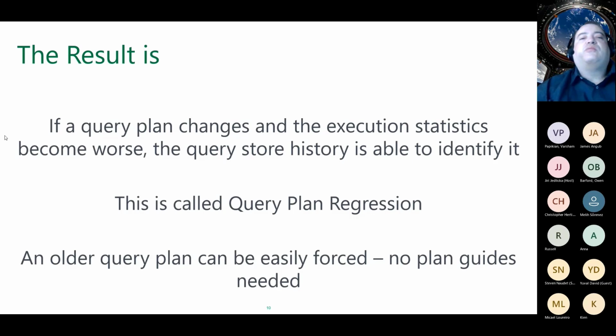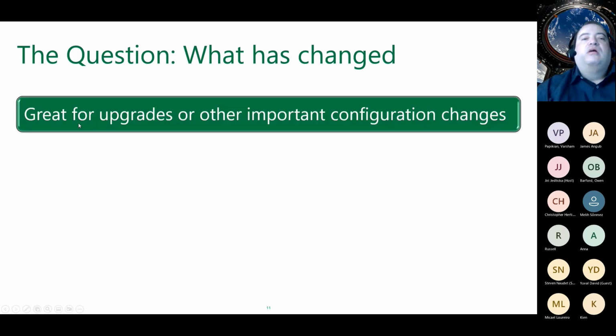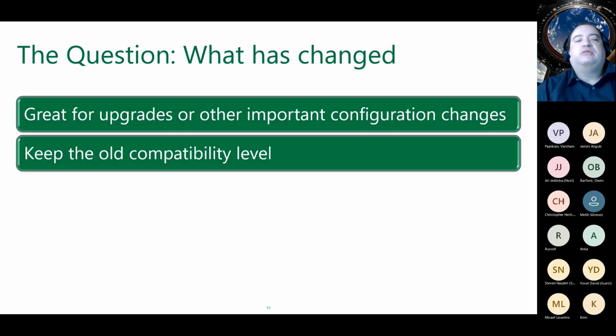So the typical question, what has changed? Query Store can be great for upgrades or other important configuration changes. Imagine that you are upgrading the SQL Server version from 2016 to 2017 or 2019, and you want to be sure that everything will be better and not worse. You will not have any of your queries getting worse. So you can use Query Store to identify these problems.